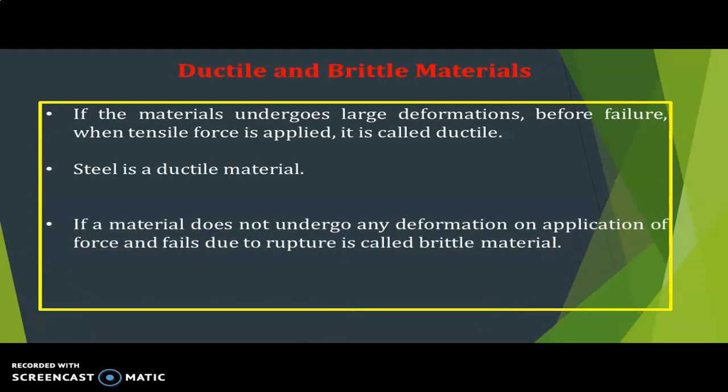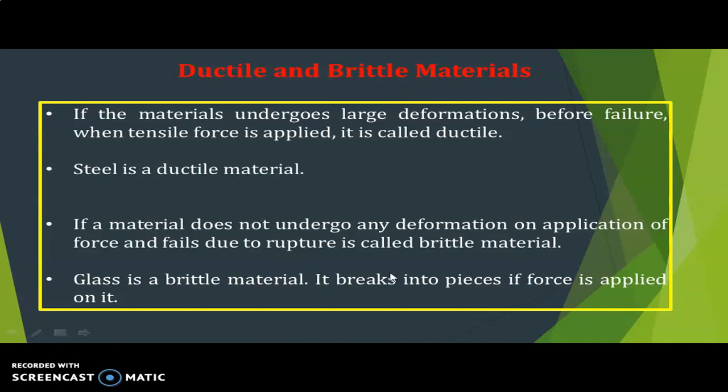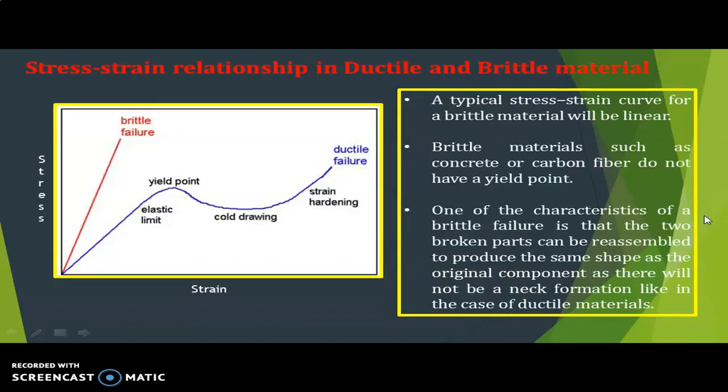But if the material does not undergo any deformation on application of force and fails due to rupture, it is called a brittle material. Here the material fails immediately under the application of the force. Glass is a very good example of a brittle material. It breaks into pieces if force is applied on it. You just imagine steel and glass, how the failure takes place. So steel is a ductile material and glass is a brittle material. You have already seen the stress strain curve for ductile material. We will see how it is for brittle material.